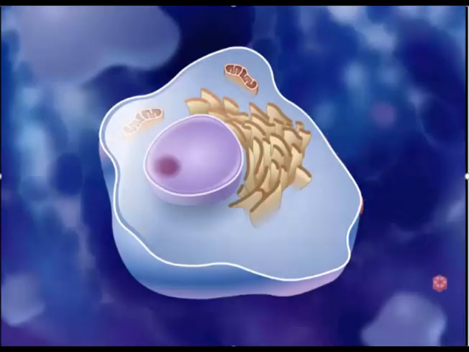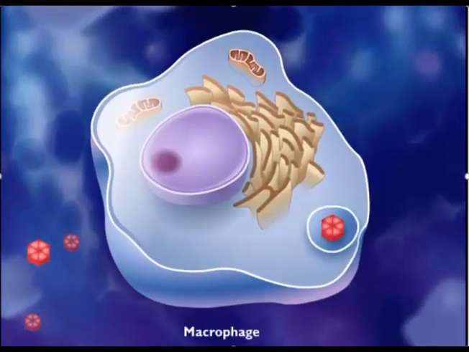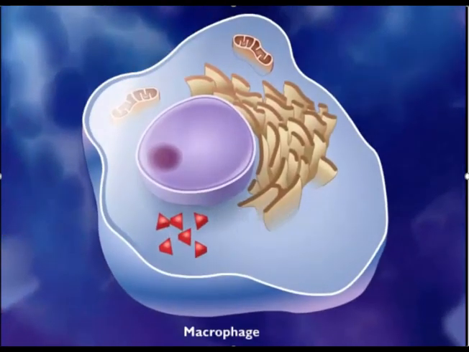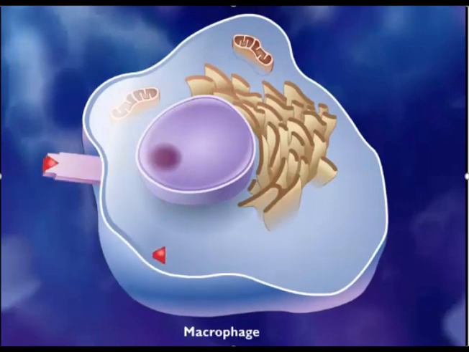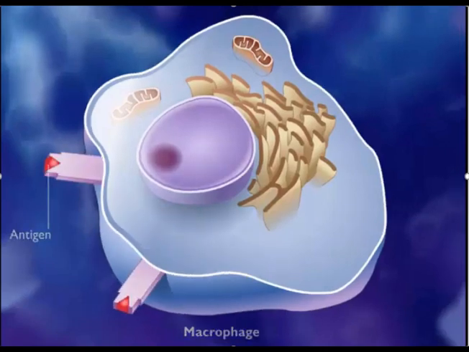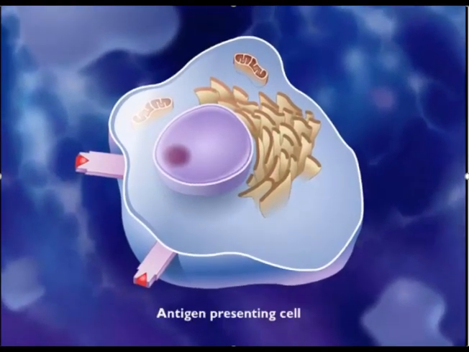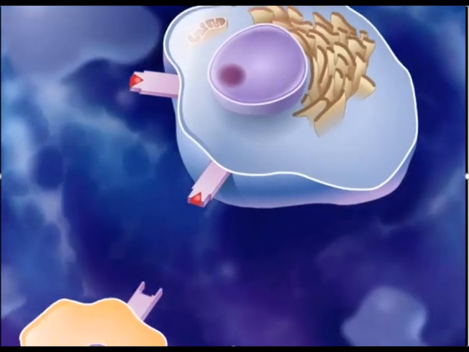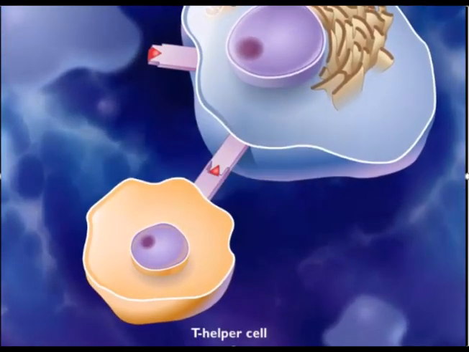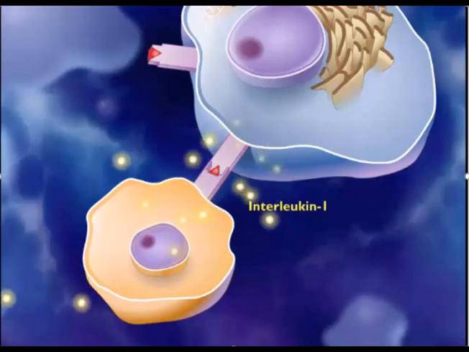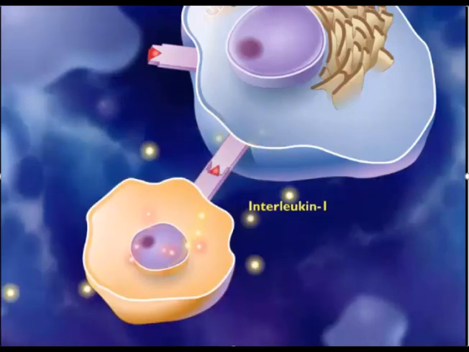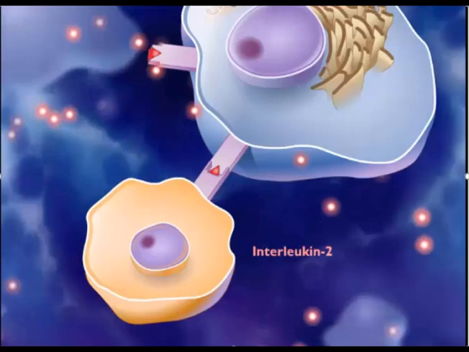Activation of the immune response typically begins when a pathogen enters the body. Macrophages that encounter the pathogen ingest, process, and display the antigen fragments on their cell surfaces. Macrophages with antigen fragments displayed on their surfaces are called antigen-presenting cells. An antigen-presenting macrophage interacts with a T helper cell that can recognize the same antigen. During the interaction, the macrophage releases a chemical alarm signal called interleukin-1, which stimulates the T helper cell to secrete interleukin-2.